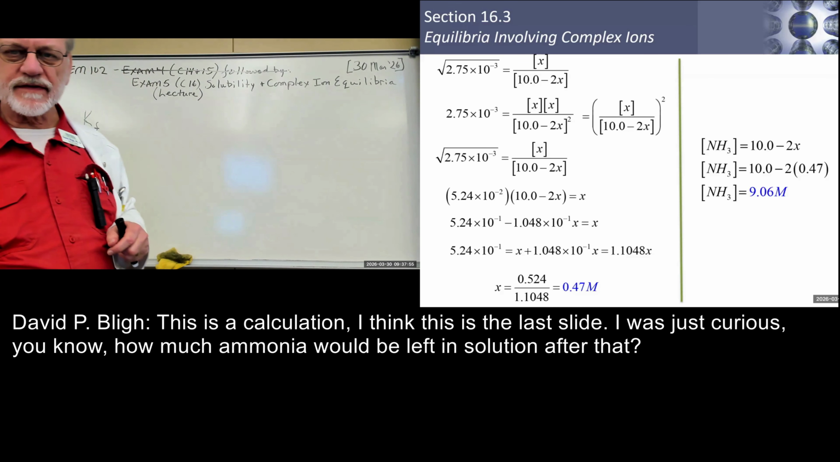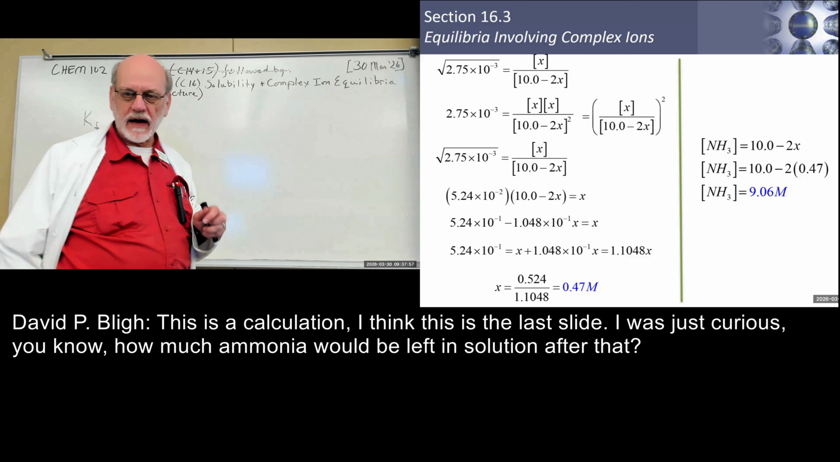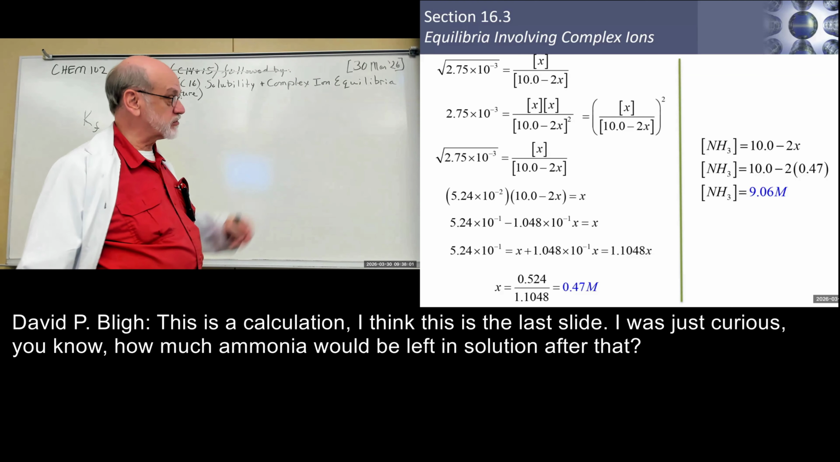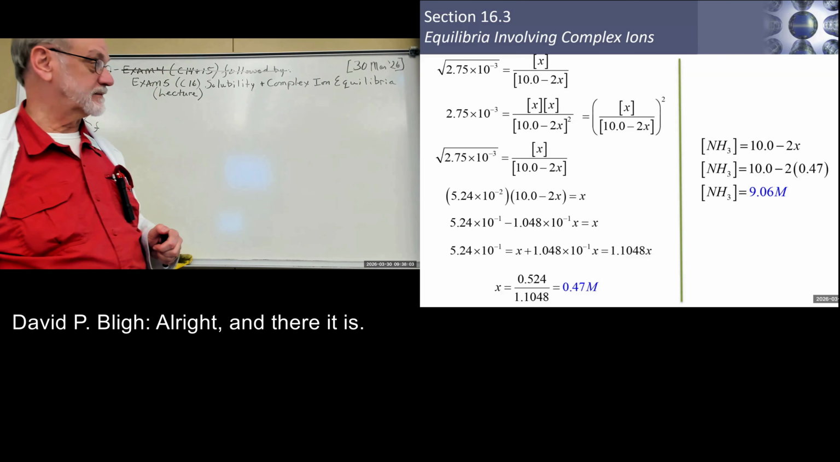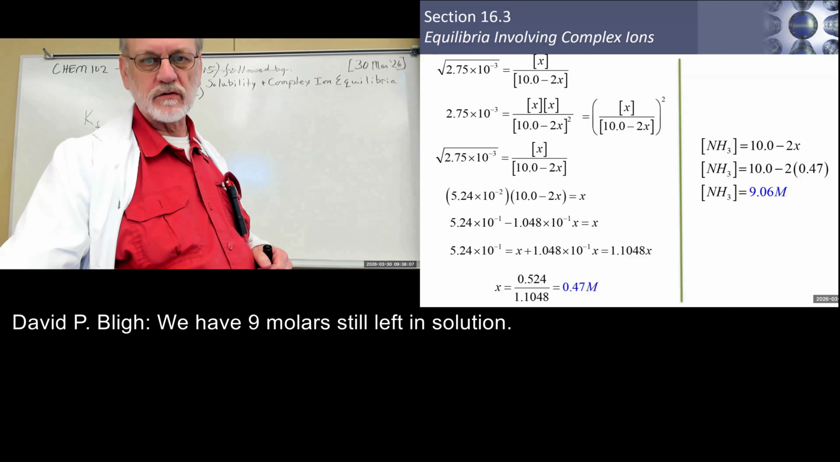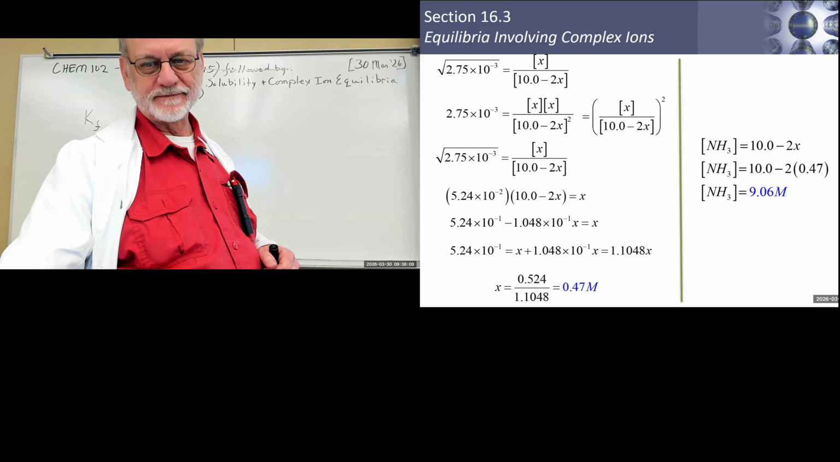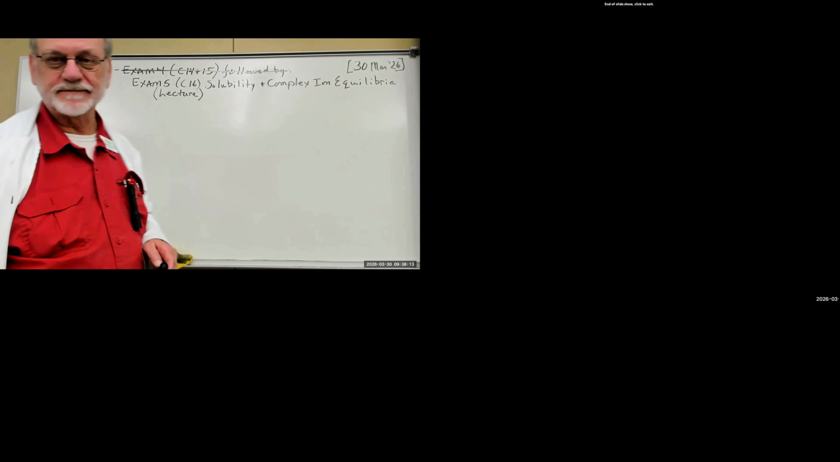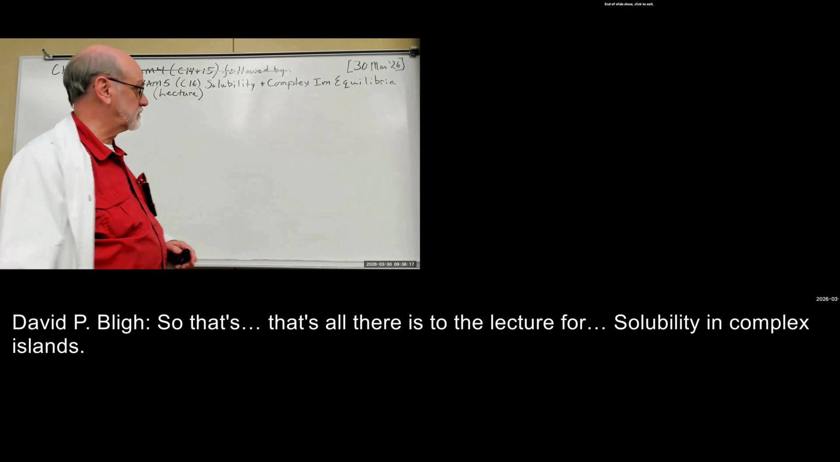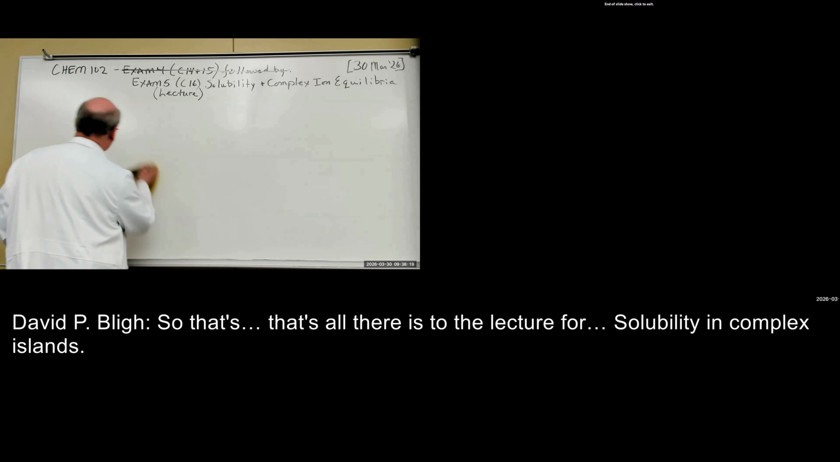This is a calculation. I think this is the last slide. I was just curious, how much ammonia would be left in solution after that? Right, and there it is. We have 9 molar still left in solution. Okay, so that's all there is to the lecture for solubility in complex ions.